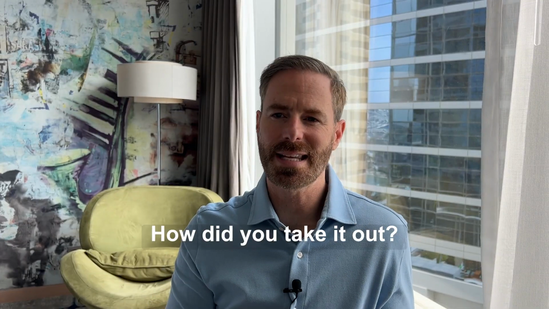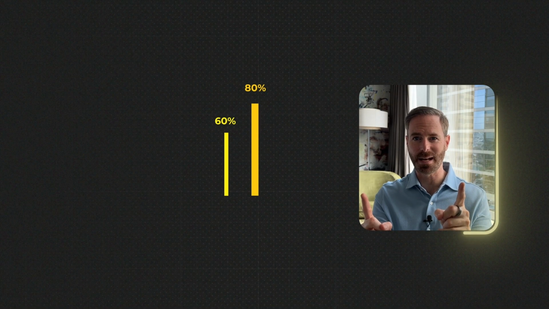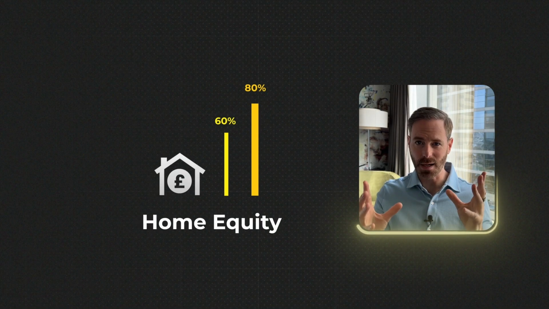So the first question is, how do you take it out? Well, there are strategies out there called HELOC, and this is how you can remove the home equity. But in essence, there are several different ways to do it. I'm not going to go into the ways that you can do it at the moment. I'm just going to go into the principles of what you do and how you do it. There are lenders out there that will allow you to borrow between 60 up to 80% of your home's equity.